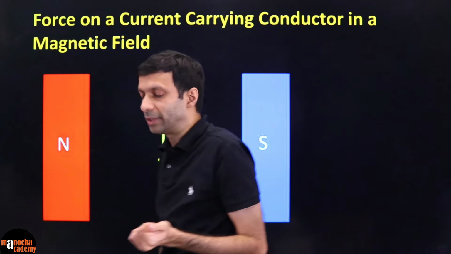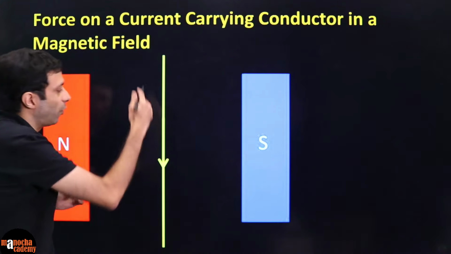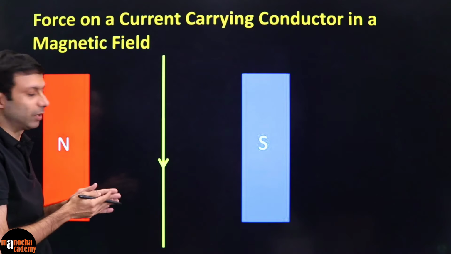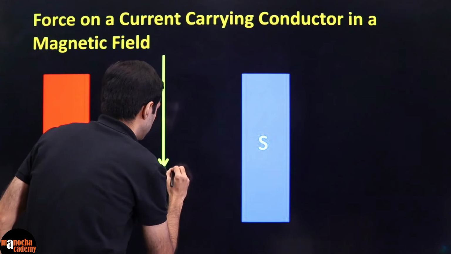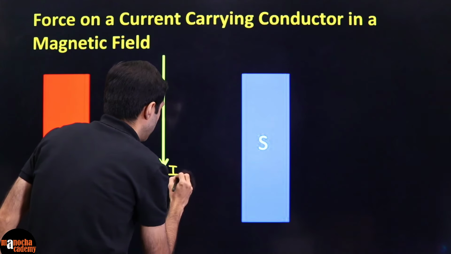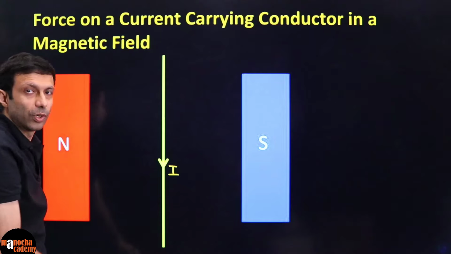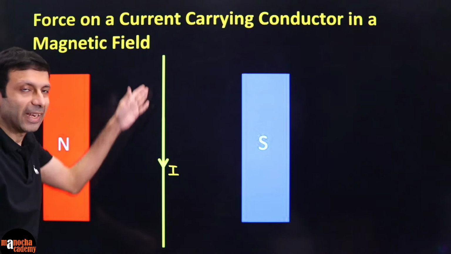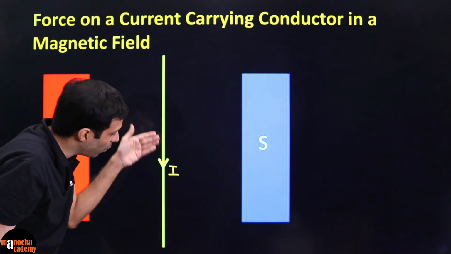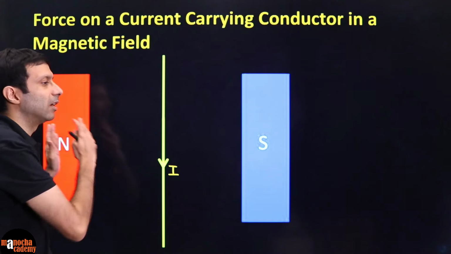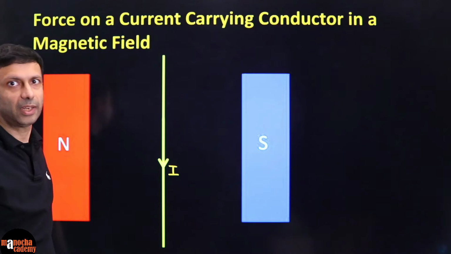Now what we are interested in: this wire, or this conductor, is carrying current, so I'm going to mark it with the letter I here. I is the symbol of current, and that's why it's shown in yellow color, because it's carrying current. So you have placed a current carrying wire or a current carrying conductor in a magnetic field.